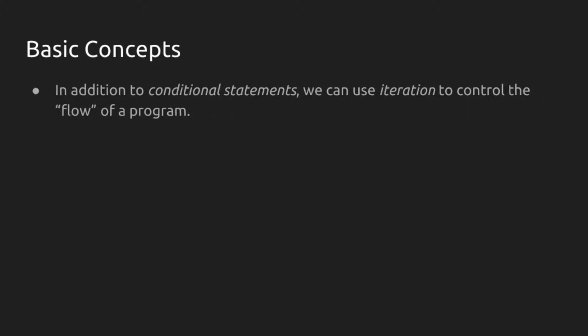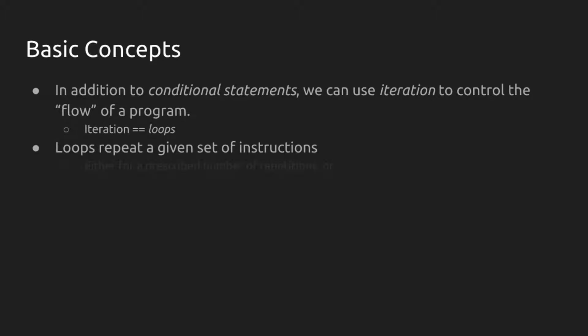Loops or iteration allow us to control the flow of a program by keeping the code repeating a certain set of instructions that are inside the iteration a prescribed number of times. We usually call iteration loops because they run the set of instructions in order and then loop back to the beginning of that set of instructions as many times as we have prescribed. So loops repeat a given set of instructions.